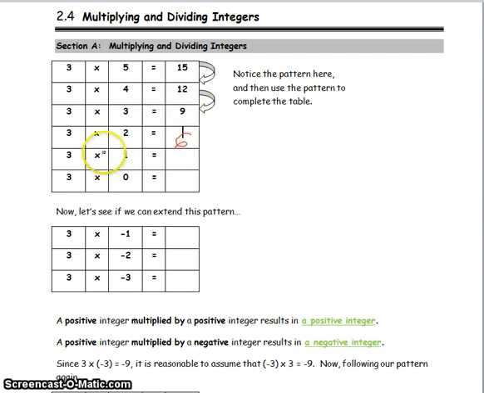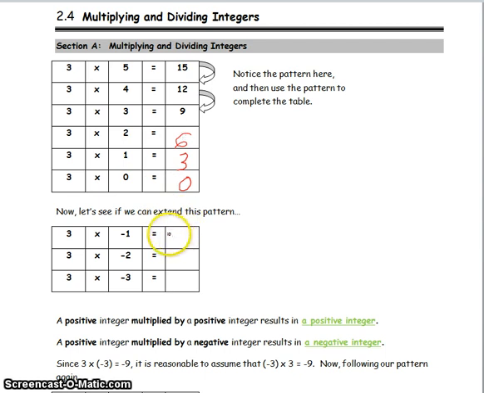Now we can use the same pattern here. It goes down by 1, so this should be 3. And as we know, 3 times 1 is 3. Next, this goes down by 1. 3 times 0 is 0, and also 3 minus 3 is 0. So that's the pattern here, and we use the pattern to complete the table, also using the multiplication.